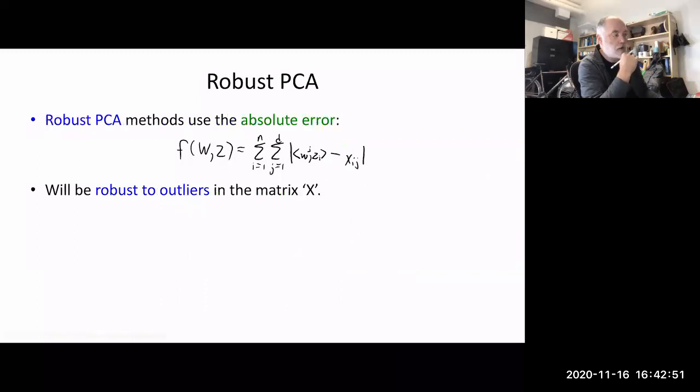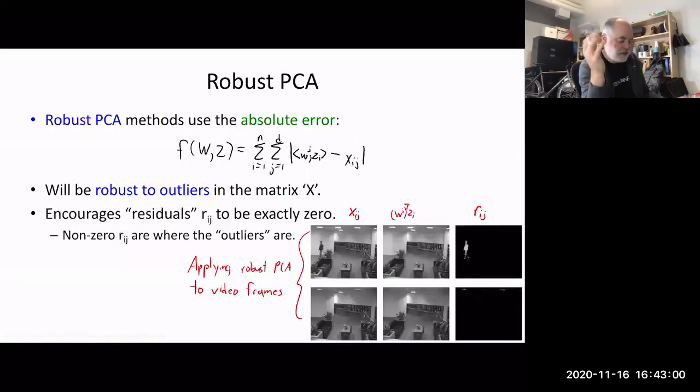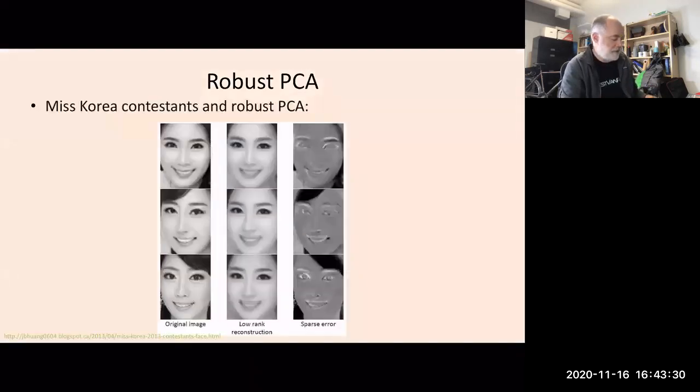Fine. We can, as suggested, do robust PCA. We can replace the squared error with the absolute error. And this means that the residuals are encouraged to be exactly 0. So if you apply robust PCA to video frames, right, you're going to get something like this, where the reconstruction ignores outliers, and you can use this for background subtraction in videos, and that sort of thing is cool.